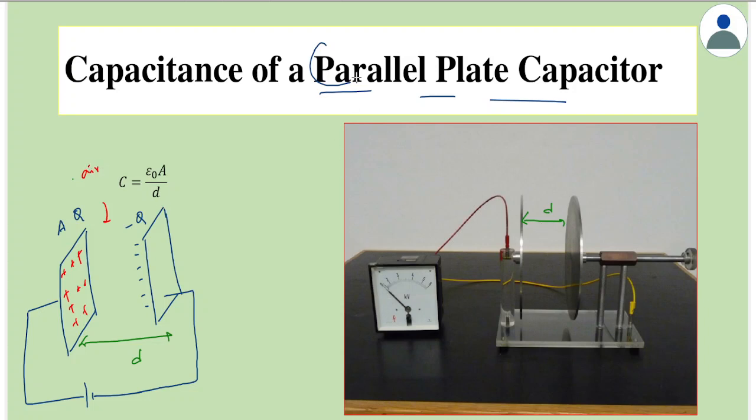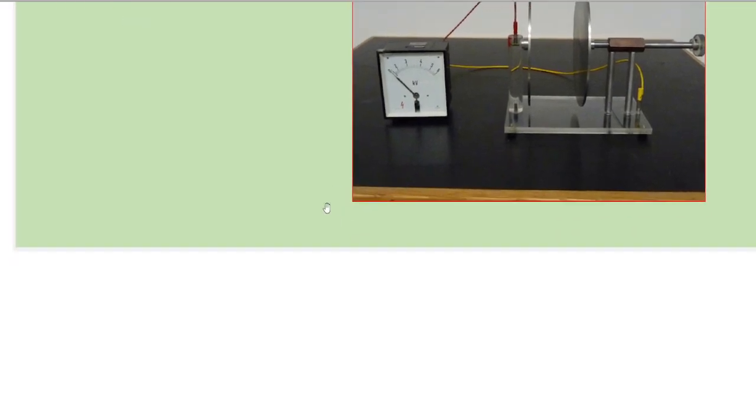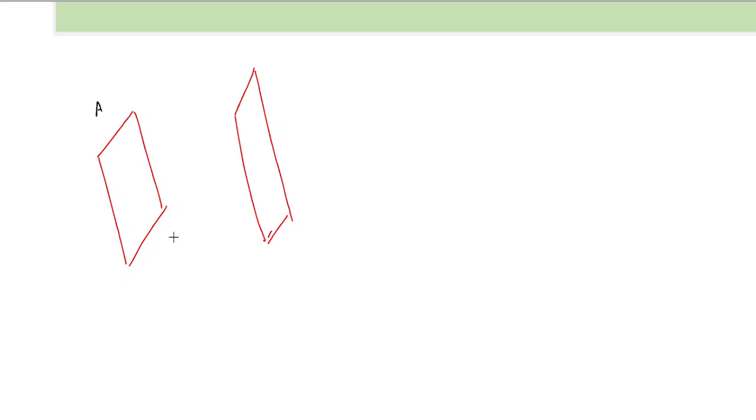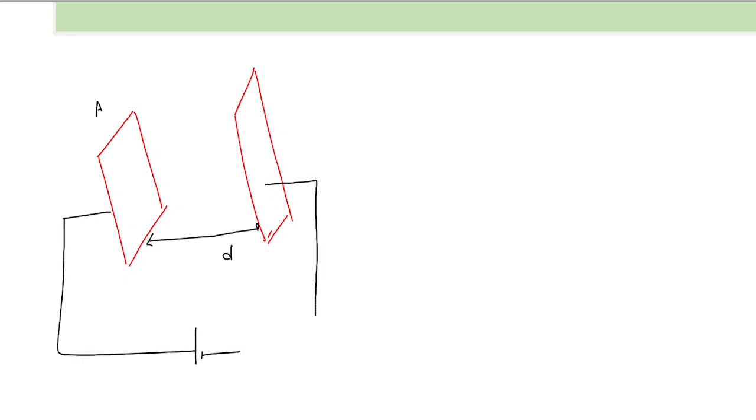So this is a basic diagram. So let's find out the expression in this case. Now let's draw its side view. That is, this was the original configuration where we had two plates and area of each plate was A. Distance between them was D, and we connected them to a battery which would offer a potential difference of V, which means the difference in potential between these two plates would be V. That's the meaning of it.